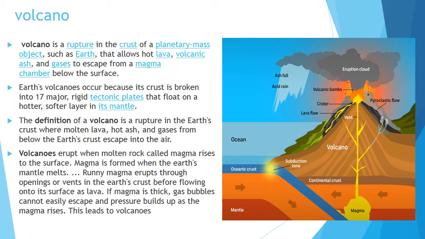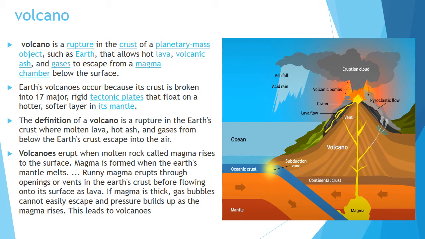The definition of a volcano is a rupture in the Earth's crust where molten lava, hot ash and gases from below the Earth's crust escape into the air. So whenever the material inside the Earth comes out with great force or pressure, along with the heat and the gases, then we say that the volcano has erupted.